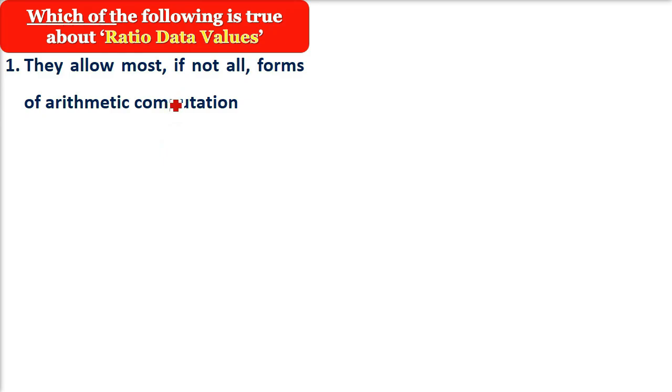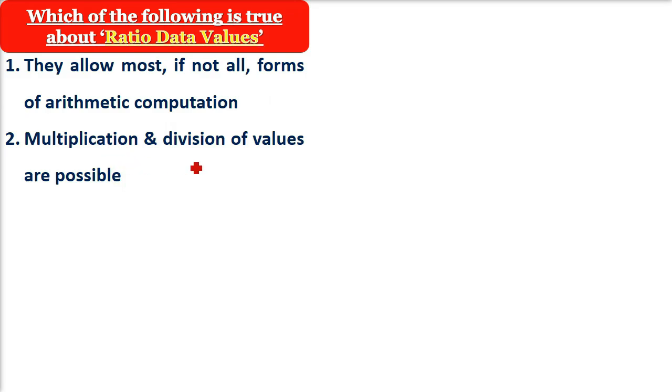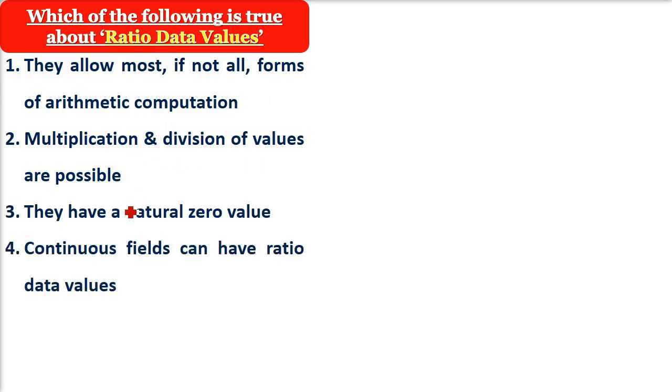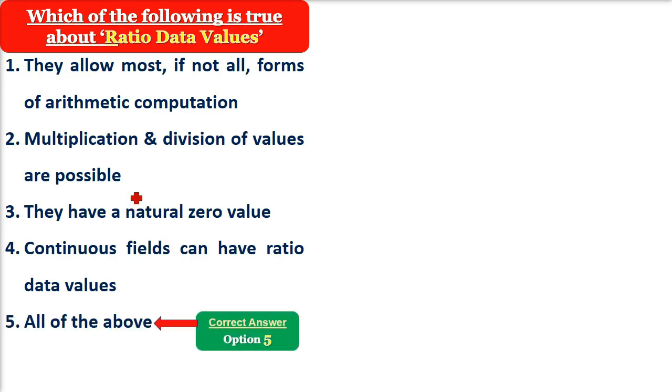Which of the following is true about ratio data values? Ratio data values allow most, if not all, forms of arithmetic computation. Multiplication and division of values are possible. They have a natural zero value, and continuous fields can have ratio data values. The option "all of the above" is the correct answer.